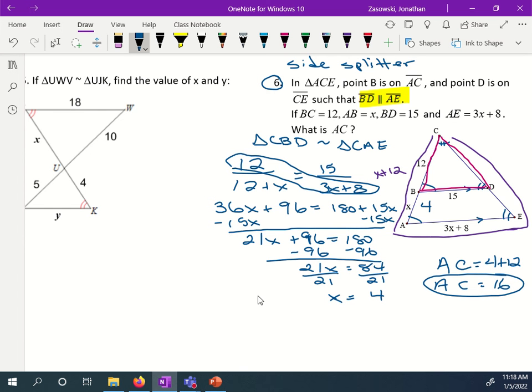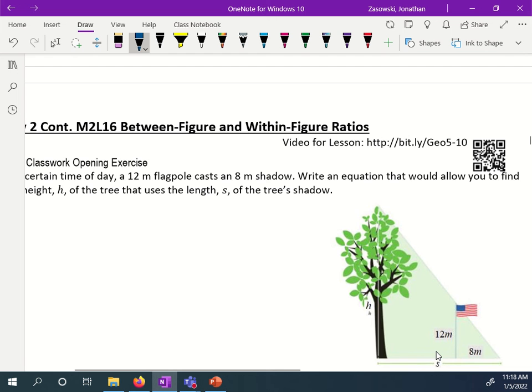This is an old Regents exam question that they've asked in the past, so you get an idea of what they're looking for here, okay? Make sense? So remember, side splitter we'll get to. When the line's drawn parallel, we get two similar triangles. We just do a proportion between the sides, and we cross multiply it out. We good? Okay.